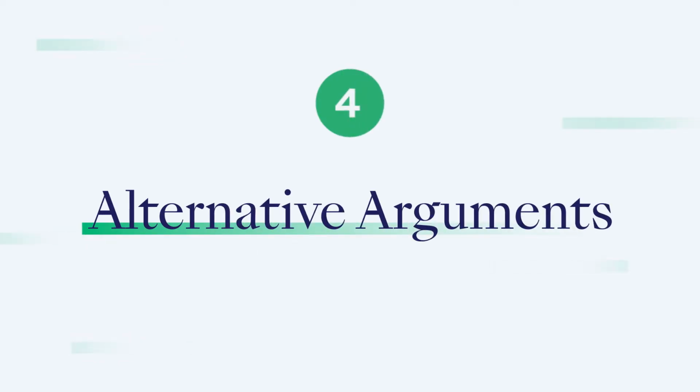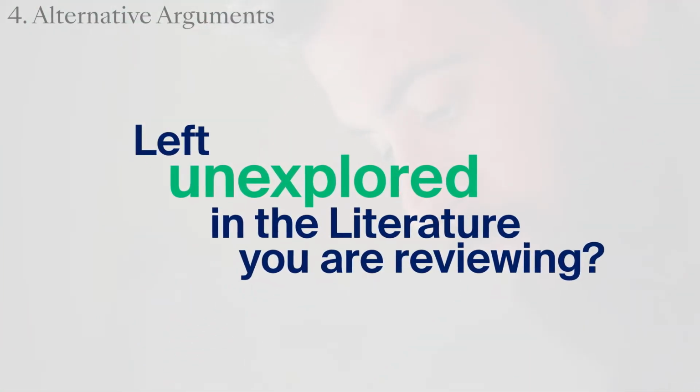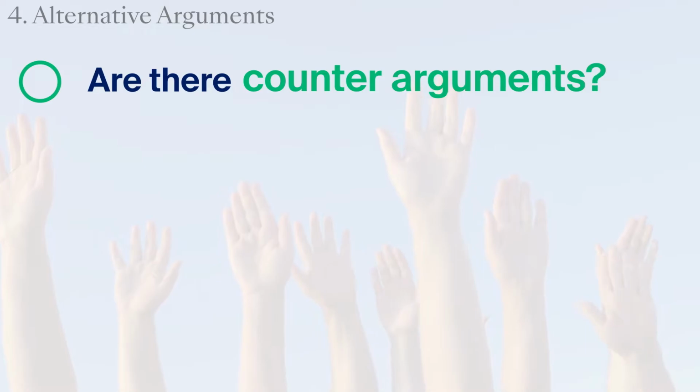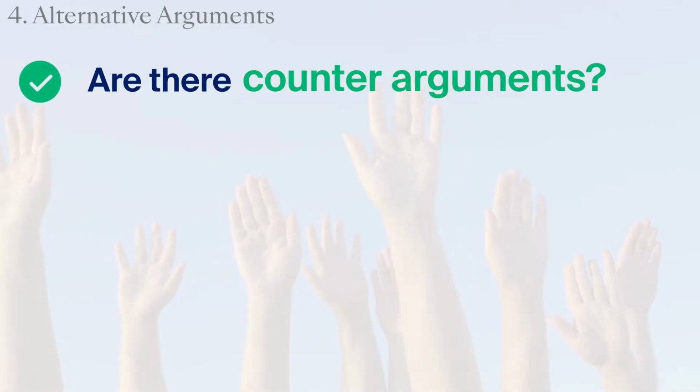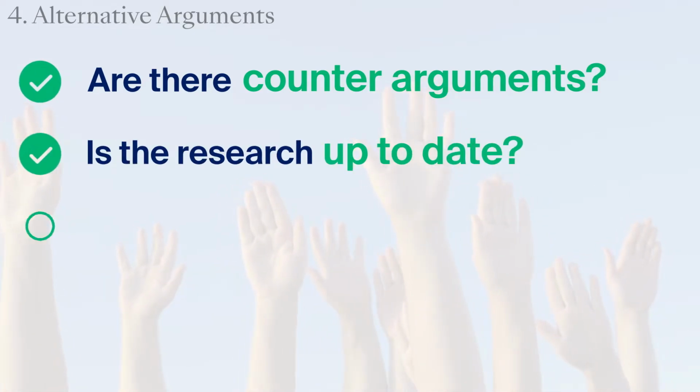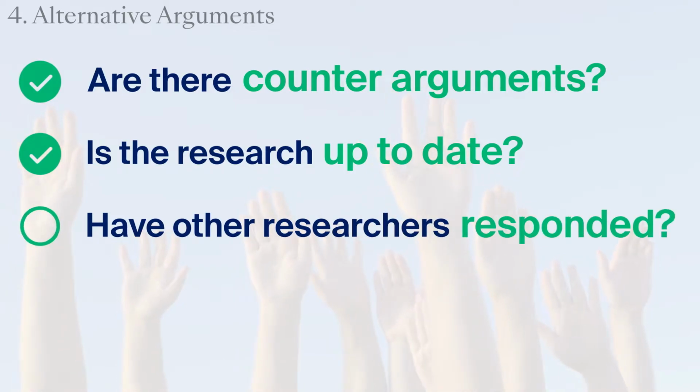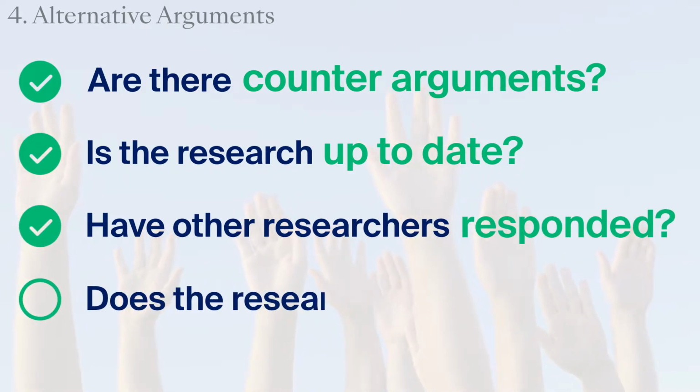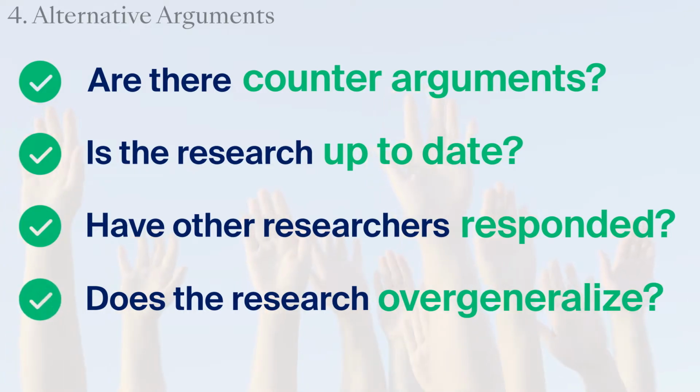Step 4. Alternative arguments. You should also ask whether there are alternative possibilities left unexplored in the literature that you're reviewing. Can you think of any counter-arguments to the arguments presented? Is the research up to date? Have other researchers responded to the study? Does the research overgeneralize? Asking these kinds of questions will help you to better identify the strengths and weaknesses of any study you're analysing.